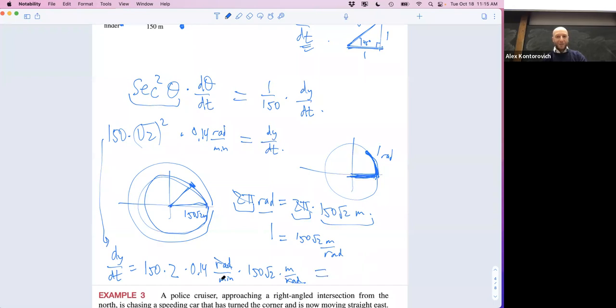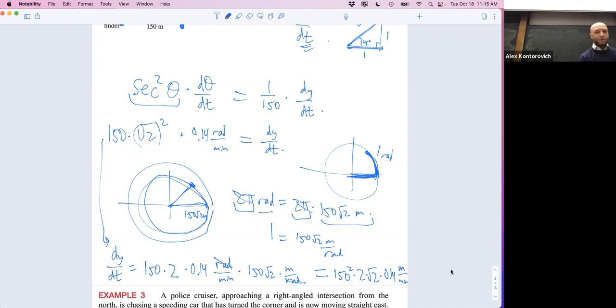And that's the answer. This is some number, 150 squared times 2 root 2. I'll write it out, but it has no meaning anymore. 150 squared is some number times 2 root 2. 2 root 2 is some number times 0.14. This is just, again, some number, meters per minute. And that's the answer.